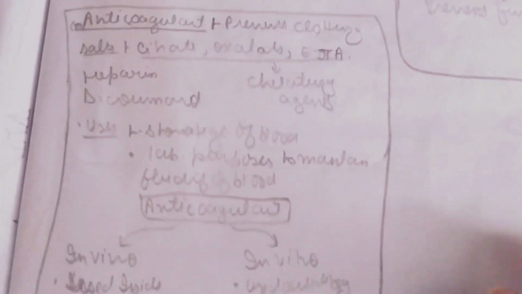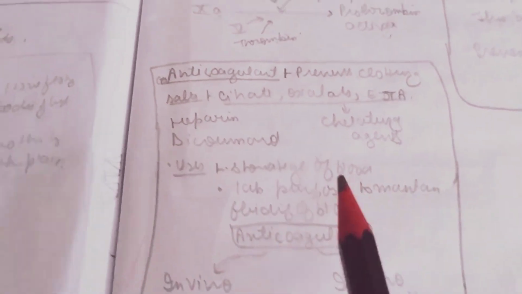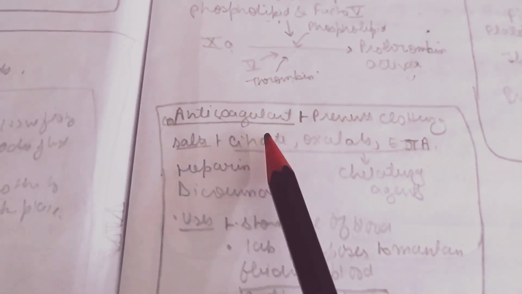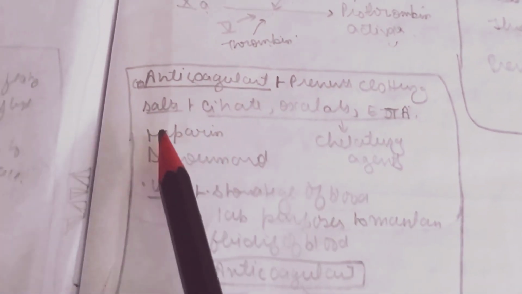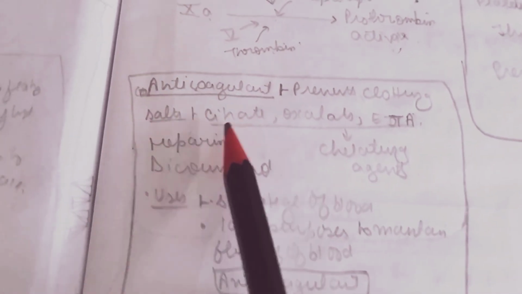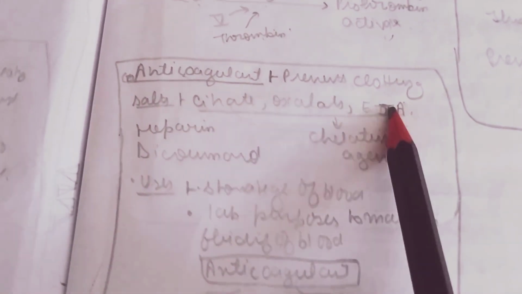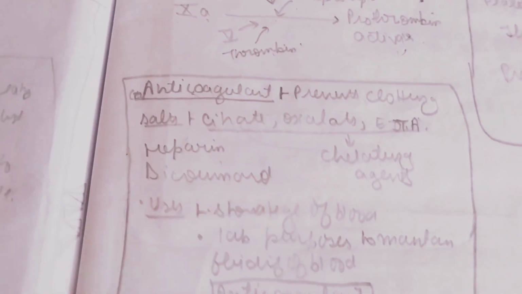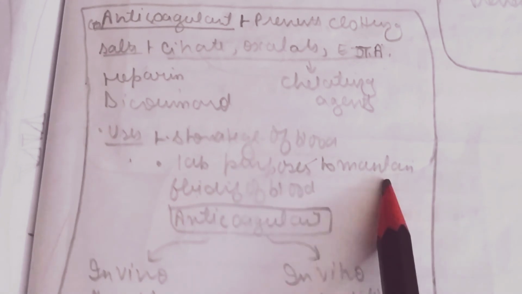Now let's talk about something which is really opposite to it, that is anticoagulants. So what are anticoagulants? They prevent clotting. Examples: salts of citrate, oxalates, EDTA, these are chelating agents. Please remember this. Heparin and dicumarol are used for storage of blood, for lab purposes, to maintain fluidity of blood.